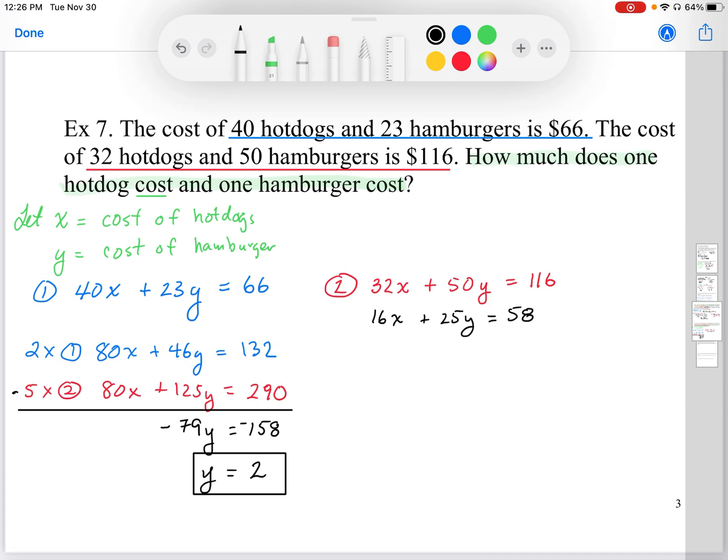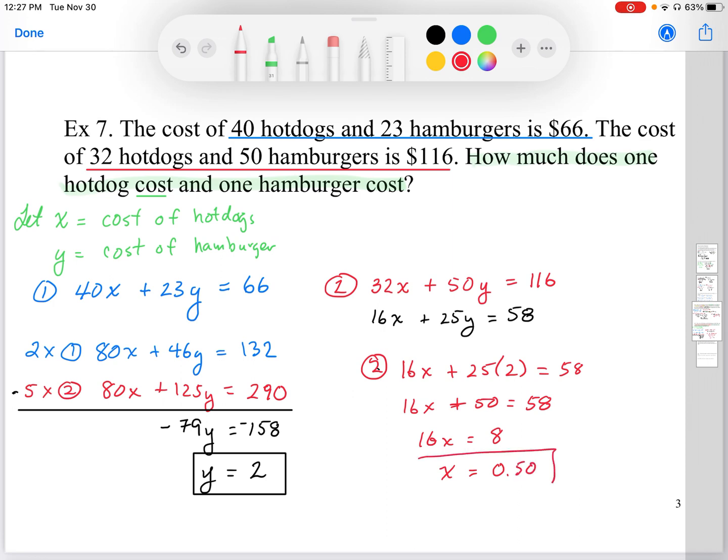And then solving for the cost of each hot dog, I'm just going to plug that back into equation 2. I get 16 times the cost of each hot dog plus 25 times the cost of each hamburger is equal to $58. So 16x plus 50 equals 58. So 16 hot dogs is going to cost $8. So each hot dog, $8 divided by 16, is going to give me 50 cents.